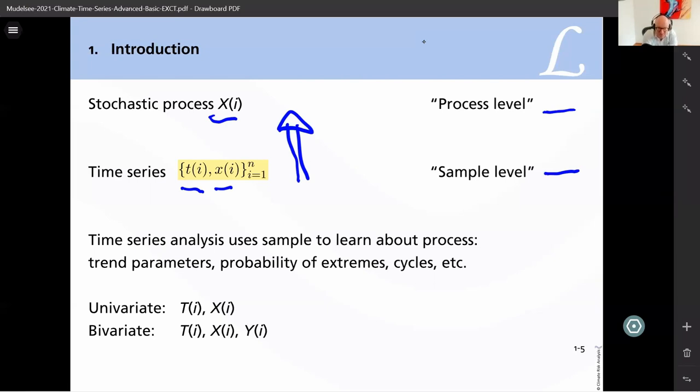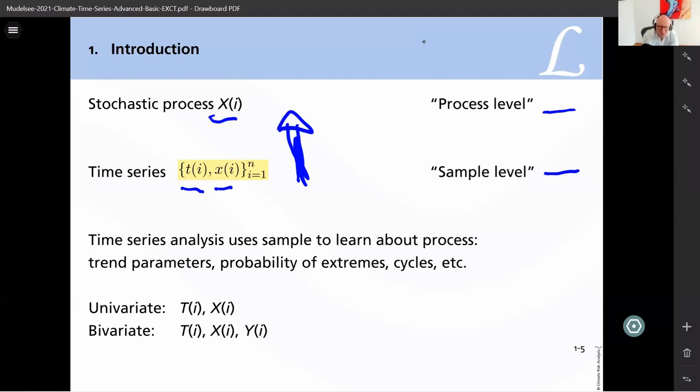Is there an influence of climate? Are there cycles in the data? Of course, we know the daily cycle and the yearly cycle, but perhaps there are other cycles as well, associated maybe with the moon or the planets and such things. So this is the inference from the climate data on the process that generated the data. This is the field of statistical science, inferential statistics.